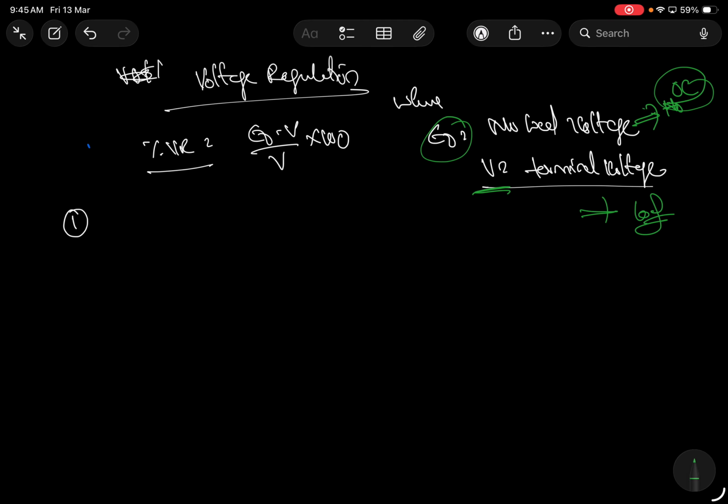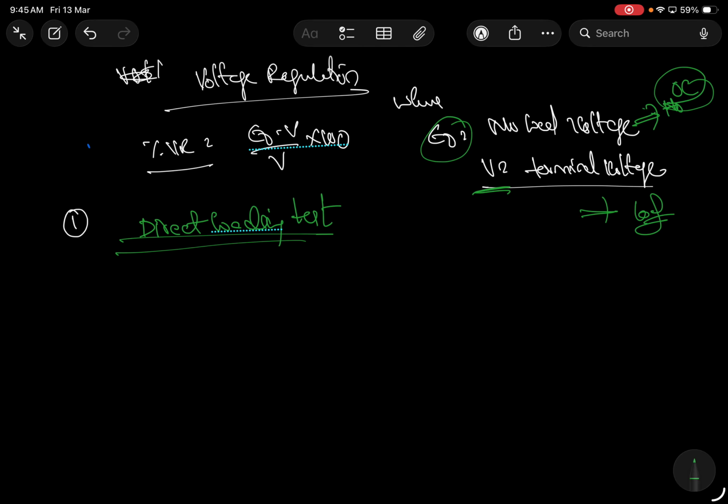So for this, we need to conduct the test directly. If I want to test the no load voltage and full load voltage across the fan, then I have to operate the fan manually. That test is called the direct loading test.